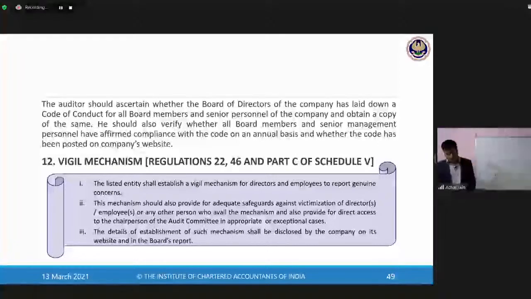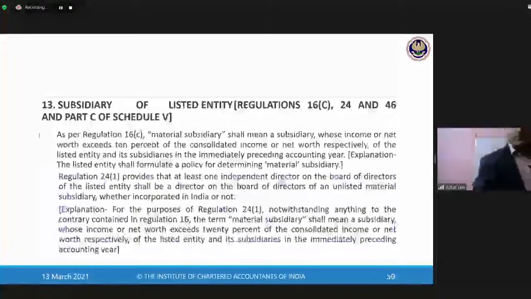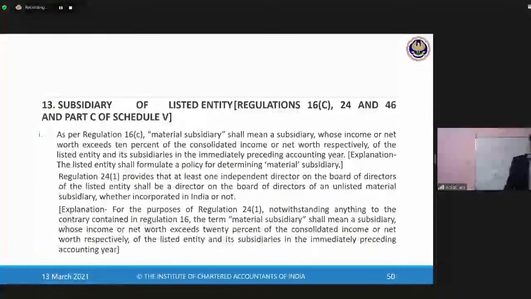Okay. Moving further on to the criteria of a subsidiary of a listed company. Now this is something which is important.